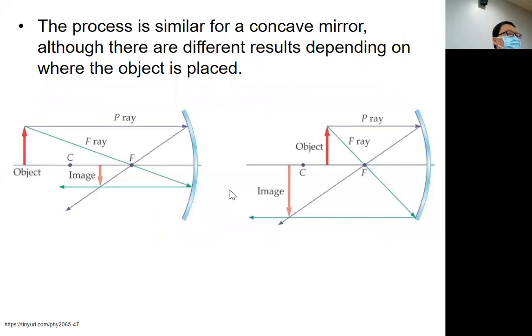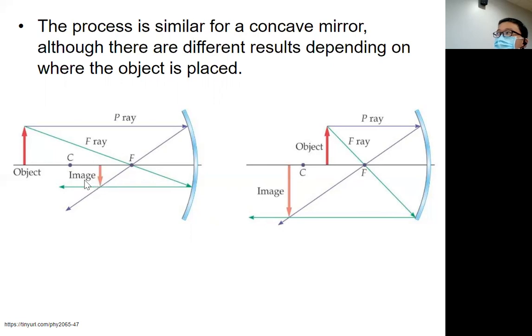For concave mirrors, depending on where your object is, you'll get a real image. You can also get virtual images. So if you are beyond the focal point, that means DO is greater than the focal length, then in both cases you'll get a real image. That means the reflected rays do physically meet at one location.